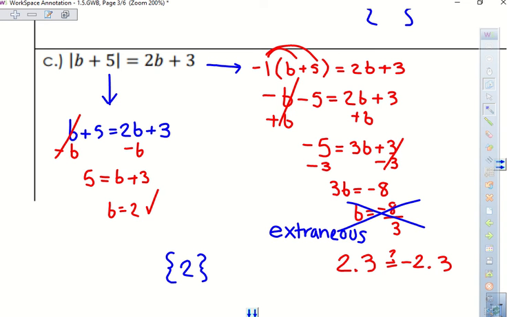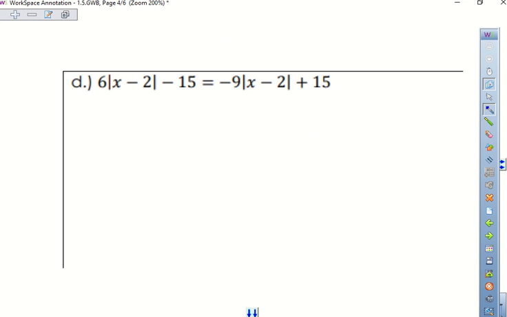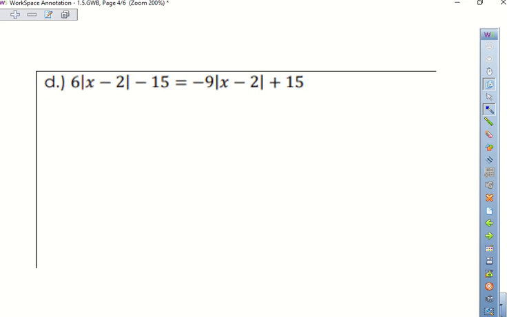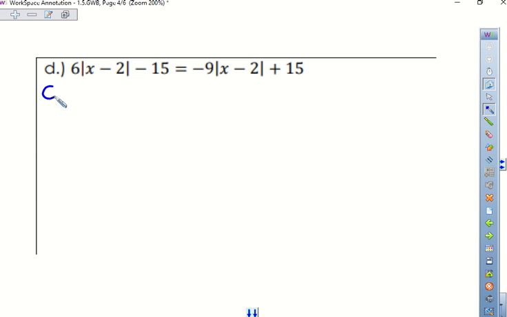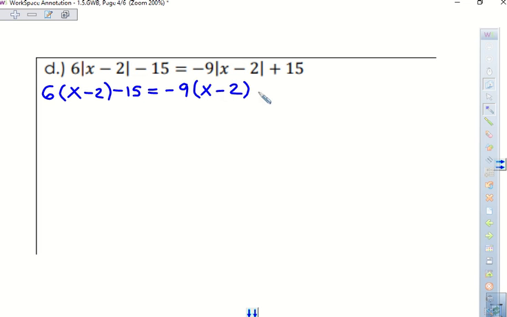You ready to try another one? How'd you check? Just plug it back into this one right here. Okay. Now this one here, as you can see, has a lot going on. So the very first thing I'm going to do is rewrite it without the absolute value bars. But in this case, see how I have to replace the absolute value bars with parentheses because of that indicated multiplication. Okay, that's the first version.